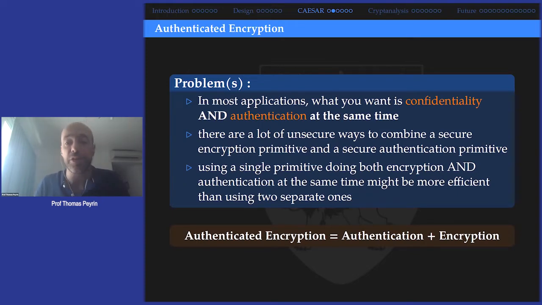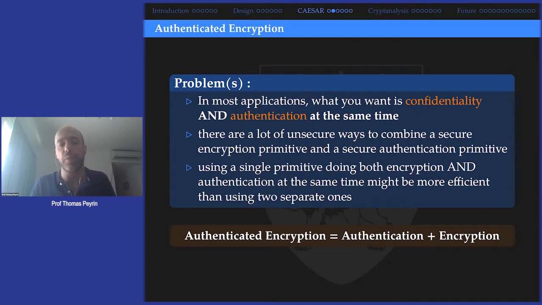But actually, in most applications, you don't want one property or the other. You actually want both at the same time. You want confidentiality and authentication at the same time. It turns out that if you use a very good primitive for confidentiality and a very good primitive for authentication, there are many ways to make mistakes and try to use both at the same time and have some security issue. And this actually happened in practice. There have been some attacks on some protocols because of this.